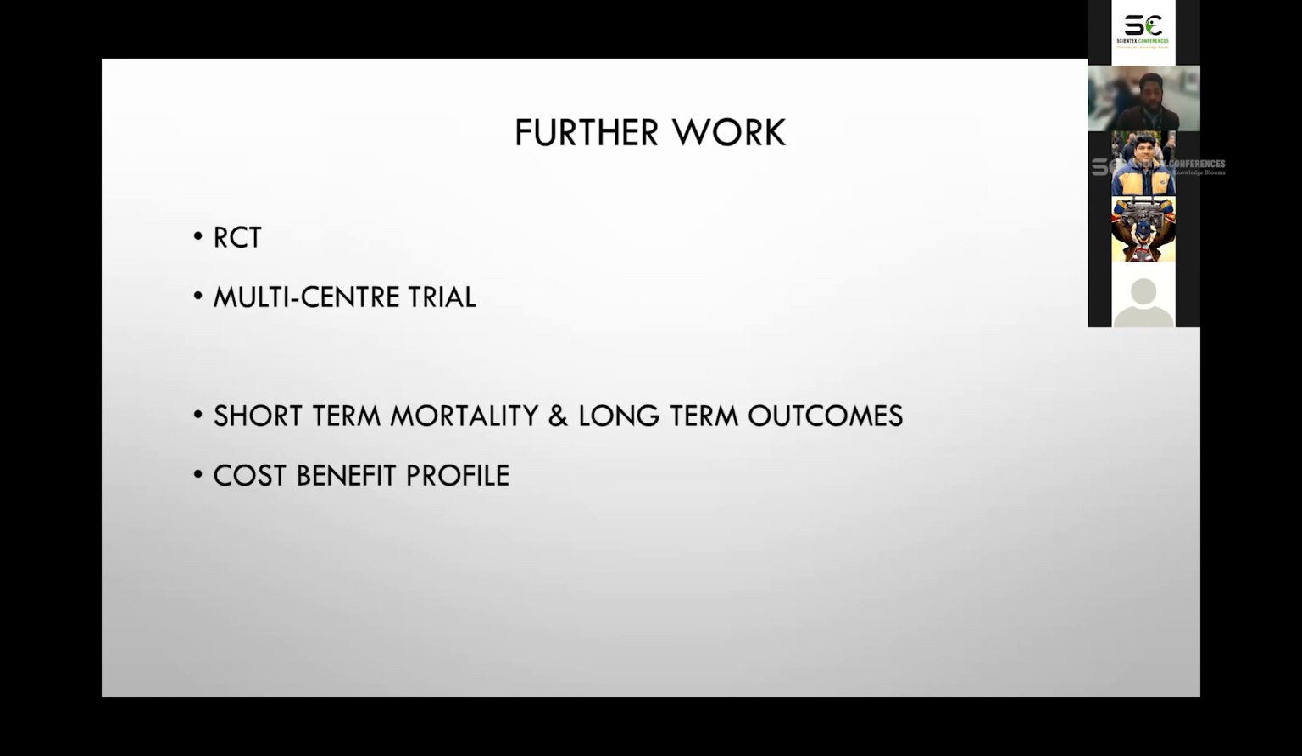Going forward, we would prefer research to provide higher-level evidence than is currently available, to investigate relative short-term mortality and long-term outcomes with regards to the prosthesis. This will all contribute to the overall cost-benefit profile of the procedure, with a well-designed prospective randomized controlled trial comparing the two treatment modalities, and the new fixation options, as mentioned, could help to establish best practice for these injuries.